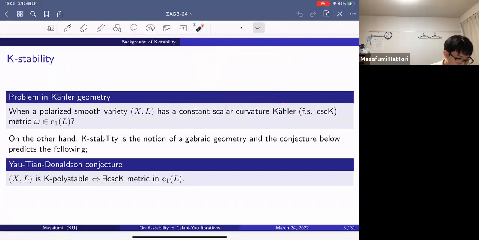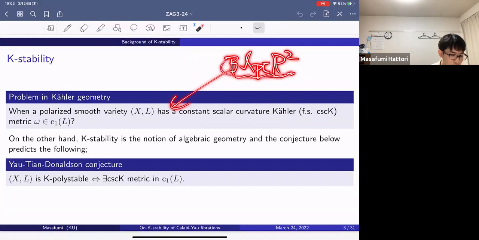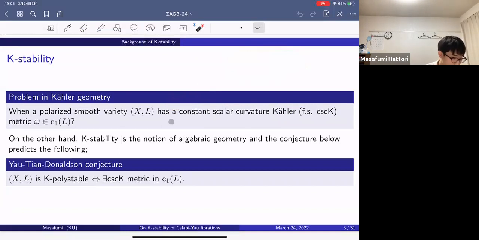And so the one point blow up of P^2 has no cscK metric. So this is a difficult problem. On the other hand, K-stability is a notion of pure algebraic geometry introduced by Tian and Donaldson. And the following YTD conjecture predicts that (X, L) is K-polystable if and only if there exists a cscK metric in c_1(L). So this conjecture predicts that the existence of a cscK metric is a purely algebraic condition.